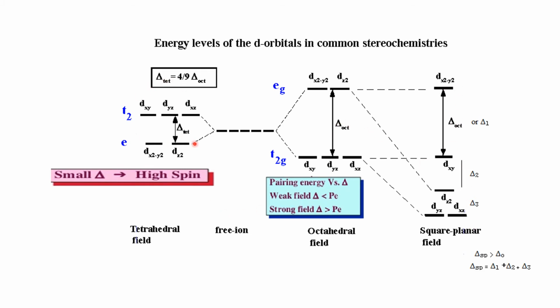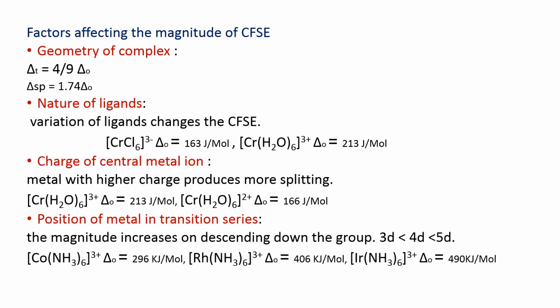So in tetrahedral we have all high spin complexes. In square planar we have all low spin complexes. The high spin and low spin in octahedral is based on the strength of the ligand. What are the factors affecting CFSE, crystal field stabilization energy? The geometry of the complex is the most important factor which affects crystal field stabilization energy.